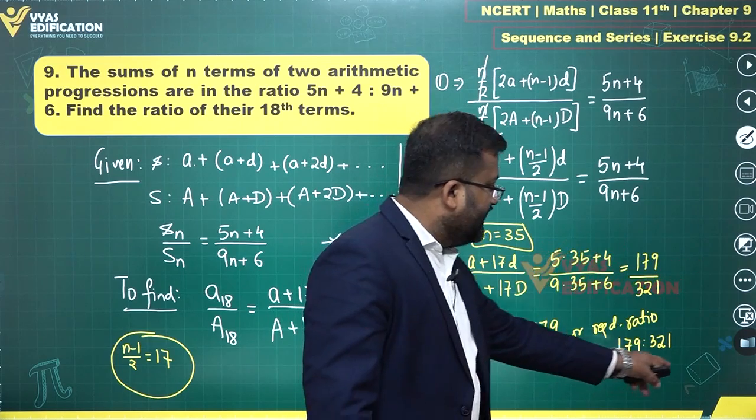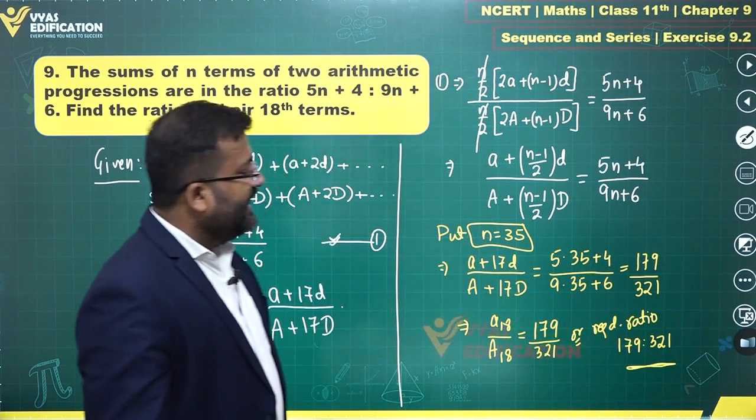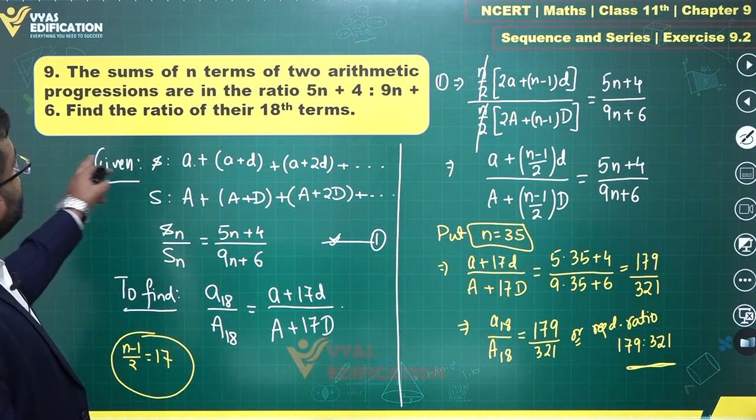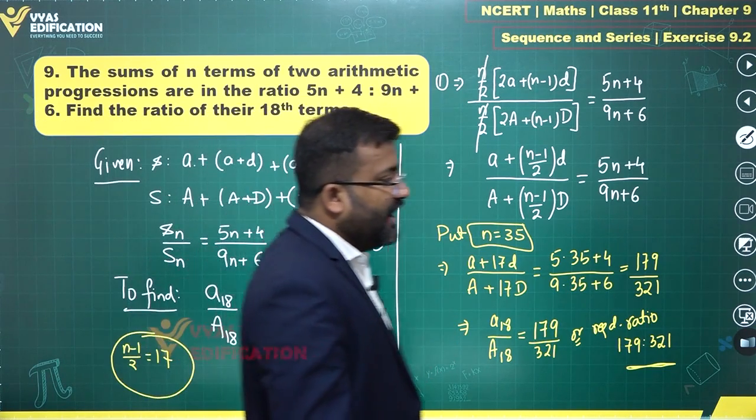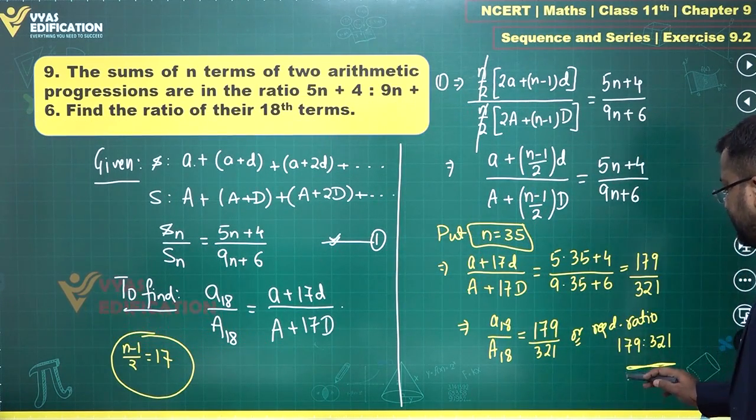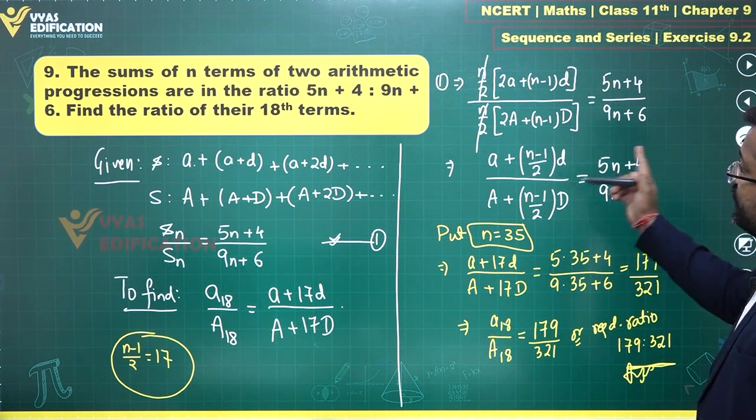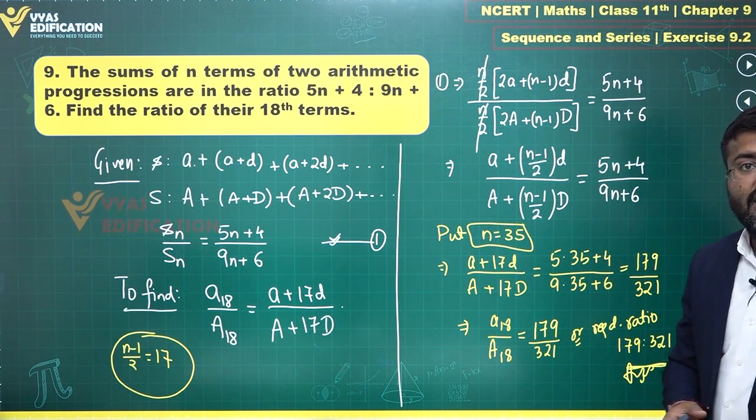So this is the required ratio. 179 is to 321. Ratio of their 18th terms is what we have found over here. That's the final answer for this question using this approach. That's the final answer.